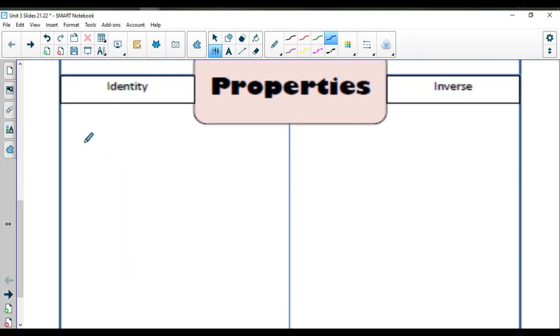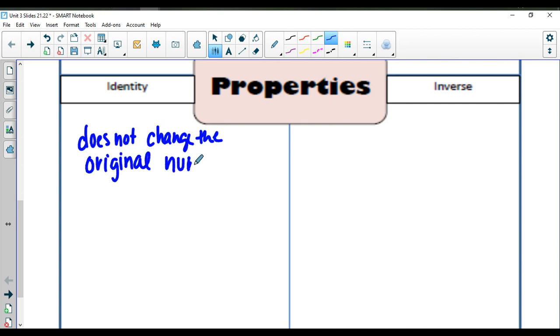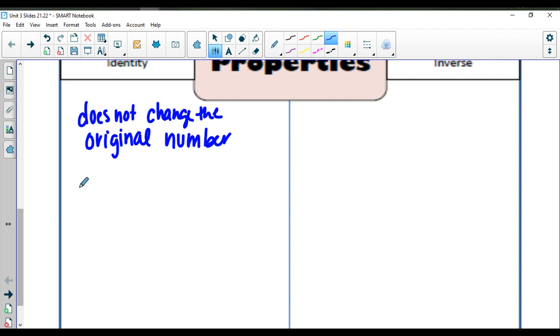The first one is identity, and identity does not change the original number. So whatever you start with or whatever expression you start with, the identity property is not going to change it. So when we're talking about addition, what can you add to a number so that it doesn't change what your number would actually be? If you said to go ahead and add 0, you are correct.